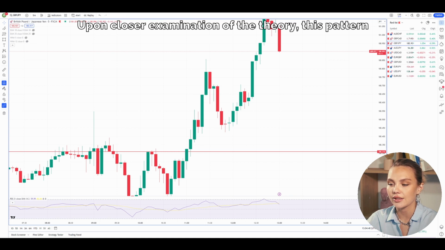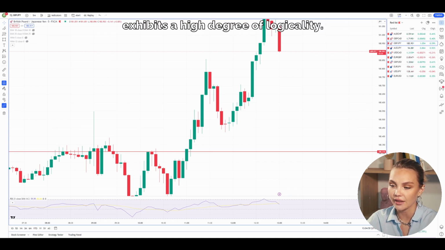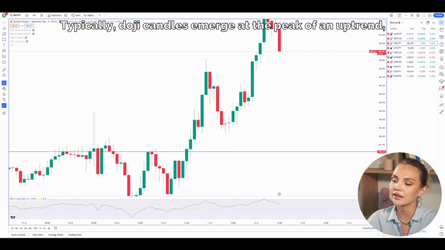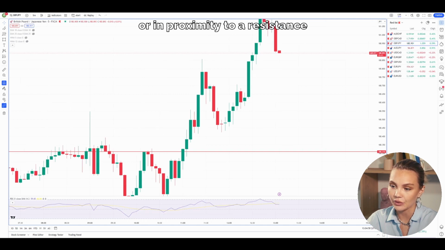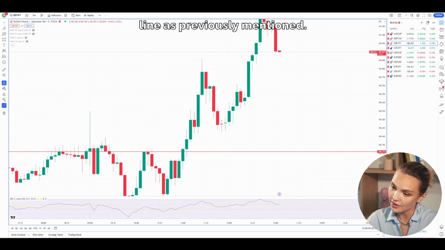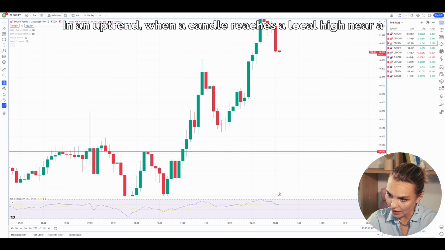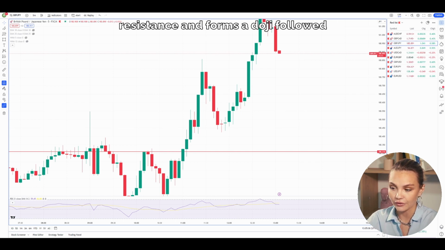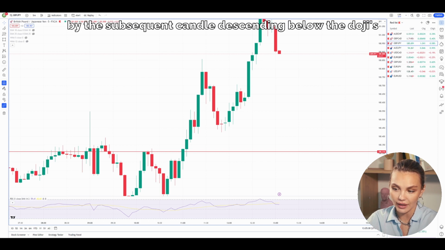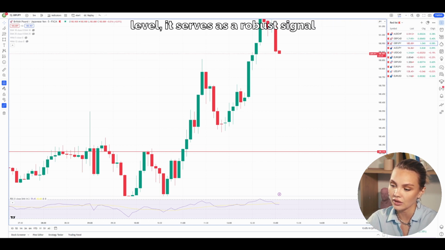Upon closer examination of the theory, this pattern exhibits a high degree of logic. Typically, doji candles emerge at the peak of an uptrend or in proximity to a resistance line, as previously mentioned. In an uptrend, when a candle reaches a local high near resistance and forms a doji, followed by a subsequent candle descending below the doji's level, it serves as a robust signal for initiating a short trade.